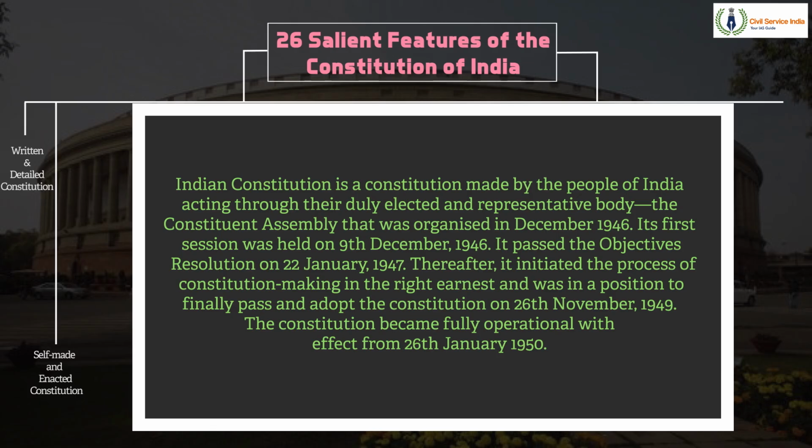Self-made and enacted Constitution. Indian Constitution is a constitution made by the people of India acting through their duly elected and representative body, the Constituent Assembly, that was organized in December 1946. Its first session was held on 9th of December 1946. It passed the Objectives Resolution on the 22nd of January 1947. Thereafter, it initiated the process of constitution making in right earnest and was in a position to finally pass and adopt the Constitution on 26th of November 1949.